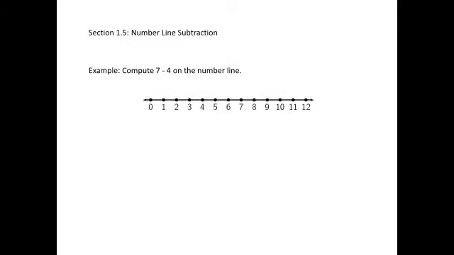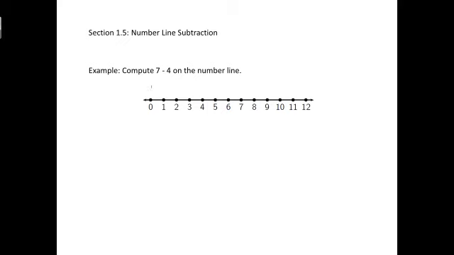Section 1.5, Number Line Subtraction. Subtraction on the number line is very much like addition on the number line, except that when you subtract, you move back to the left instead of moving to the right again. Example, compute 7 minus 4 on the number line.